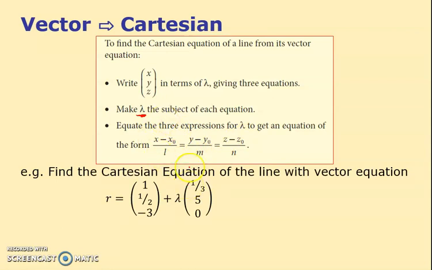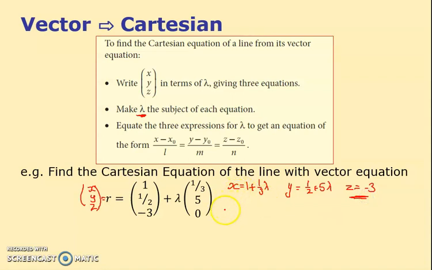So here's my example. Remember, r basically means x, y, and z is equal to this. So you can go along the top line and say x equals 1 plus a third lambda. This is what I mean by making 3 equations. Middle line, y equals a half plus 5 lambda. And the bottom line says z equals minus 3 plus no lambda. Well, z equals minus 3 then. I like that a lot.